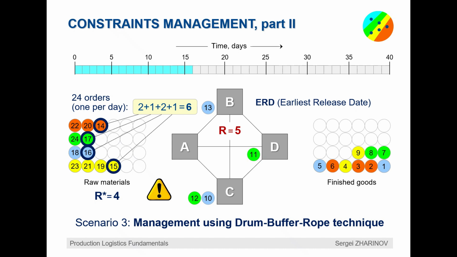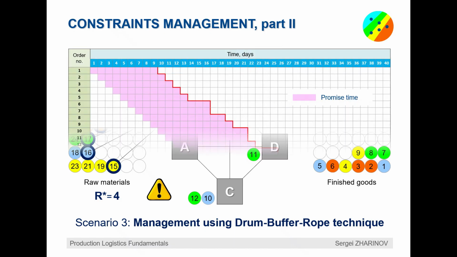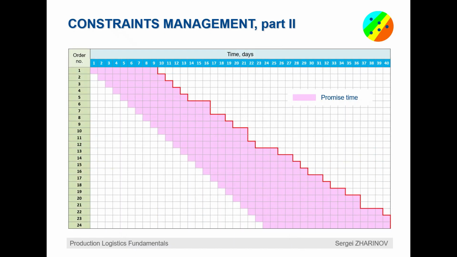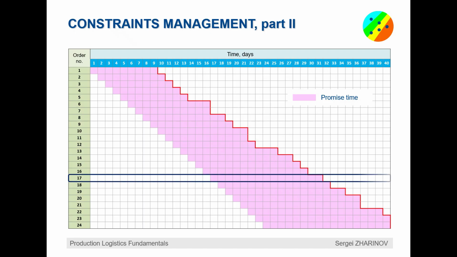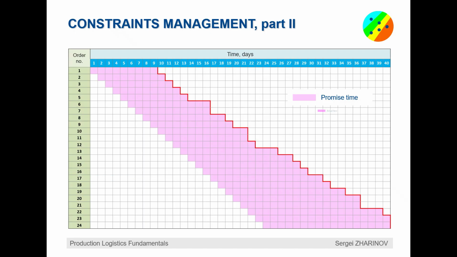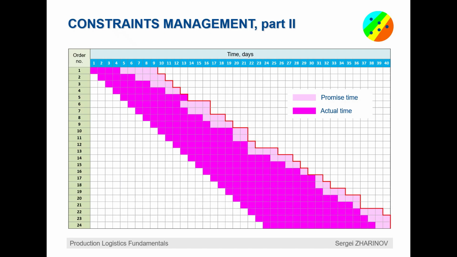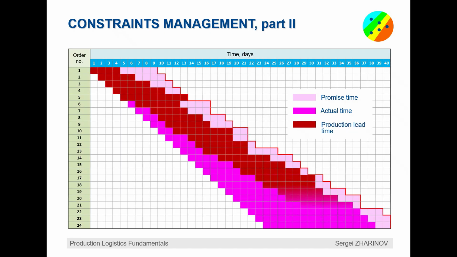So when the 17th order arrives, its due date can be estimated as 16 plus 6 plus 9. That is the end of the 31st day. In general, for our example, the promised due dates may look like this. And here is how the plan is implemented, including the time spent in production.